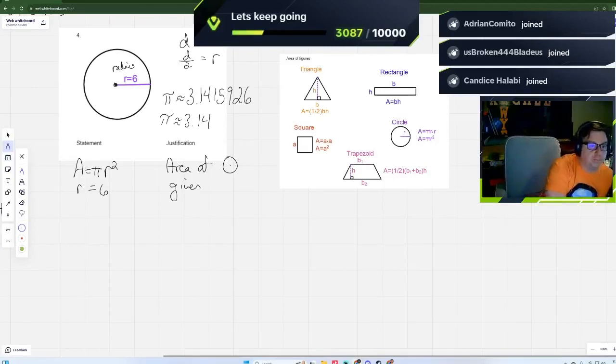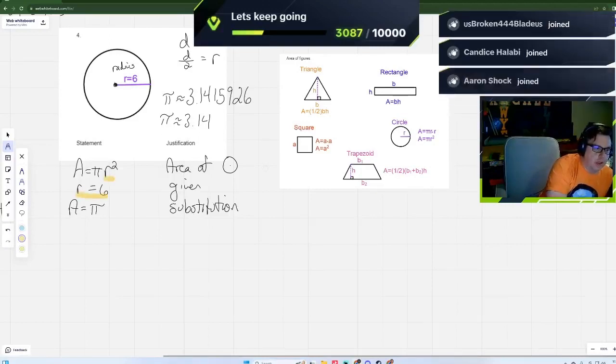Okay, so now go back to our tried and true substitution. All right, area equals pi. And then our r value is going to now become a 6, and then we're going to square it. So then the area equals 36 pi. So we simplify the exponent.